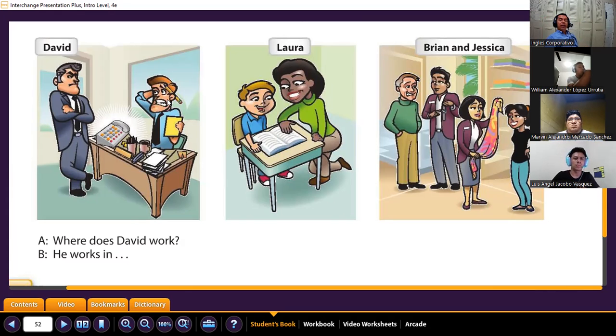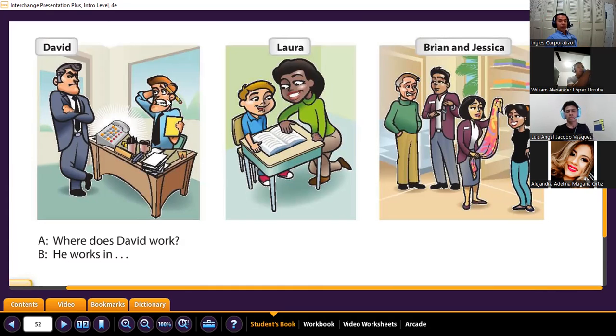And how does he like it? How does he like his work? He loves it or he hates it? He hates it. Oh, probably he hates it, right? Probably. Okay, good. So I need two volunteers to make this conversation. Dos voluntarios que me ayuden a hacer esta conversación, please. With David.